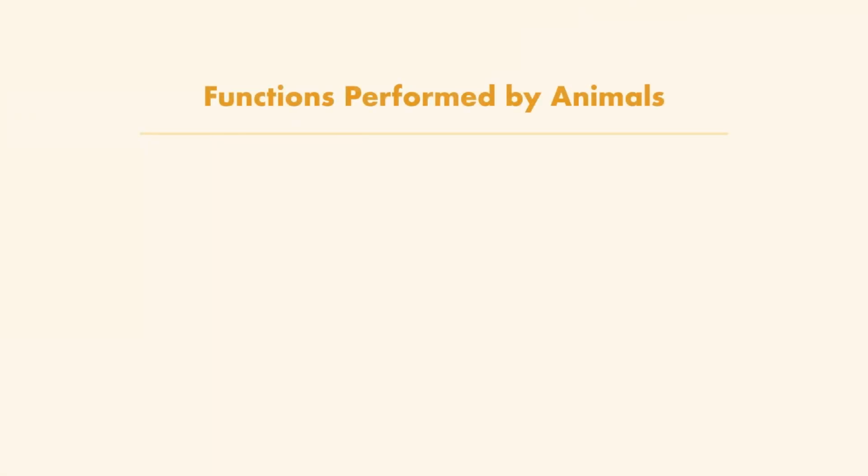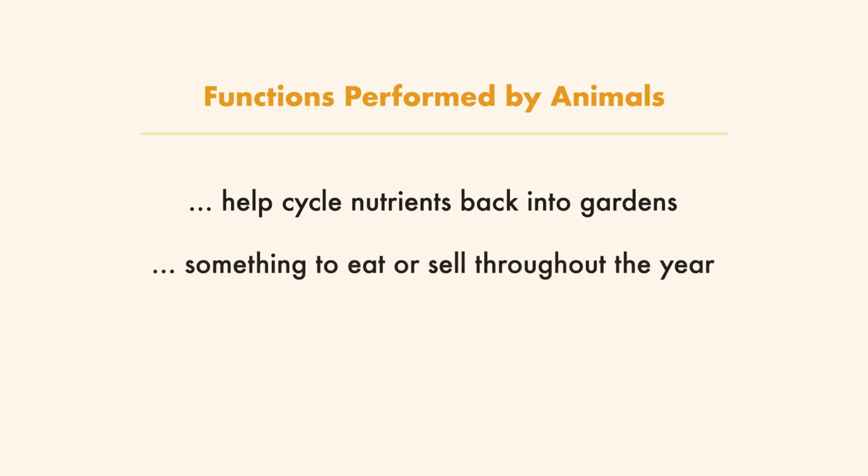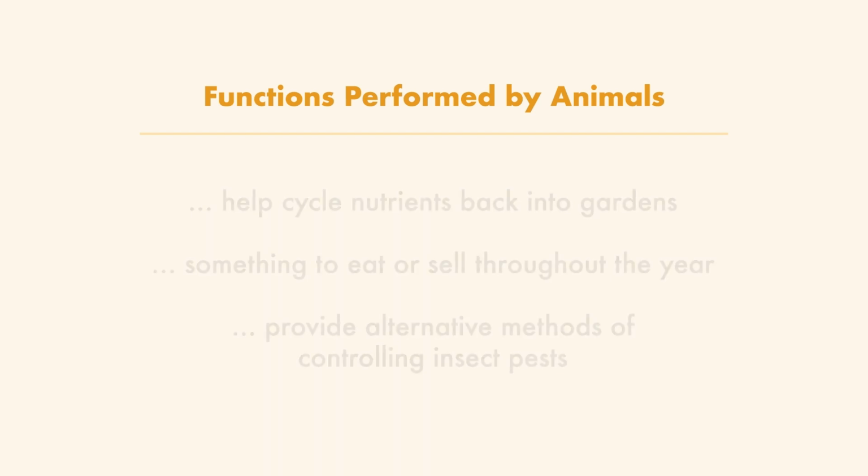Although we have been talking about plants, animals also perform important functions, both for the permagarden and the household they belong to. They can cycle nutrients back into gardens, thus helping to build soil fertility. They can provide households with something to eat or sell throughout the year. And certain animals like chickens can provide alternative methods of controlling insect pests if they are allowed to enter gardens to consume insects off the leaves of mature crops.